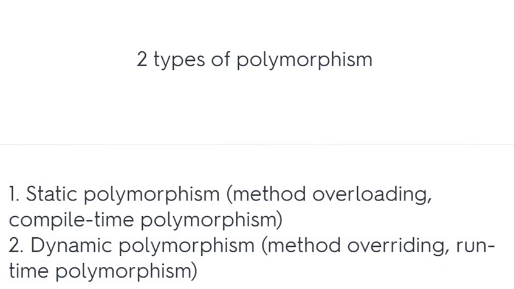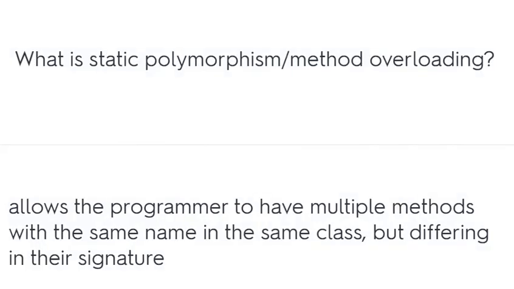2 types of polymorphism. 1. Static polymorphism. 2. Dynamic polymorphism. What is static polymorphism? Method overloading. Allows the programmer to have multiple methods with the same name in the same class but differing in their signature.